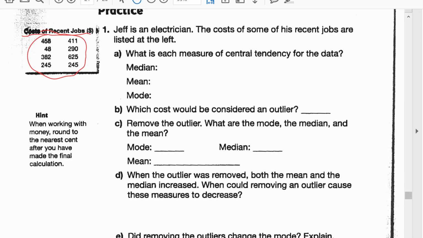All right, so the median would be the 290 plus 3. So we have 1, 2, 3, 4, 5, 6, 7, 8. We take the middle. So the middle would have 2 values. The 2 values would be 290 and 362. And we have to add them. Then divide them by 2, and we get, for the median, 326.